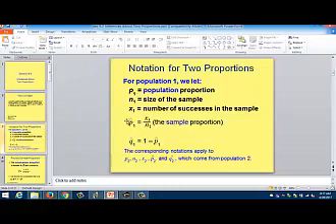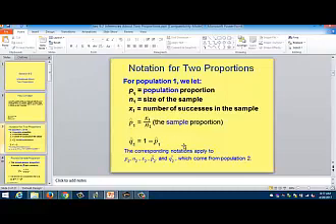And I don't know, can you guys see the little hat on top of this P1? They're giving you a formula. Have you seen that formula before? P hat equals what? X over N. We've seen that before. It's just that now they're putting numbers here.